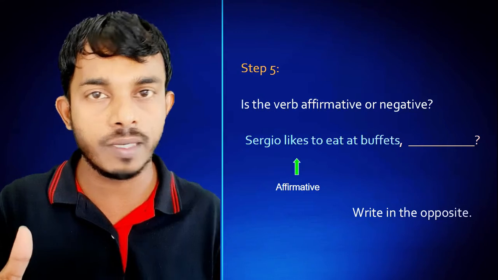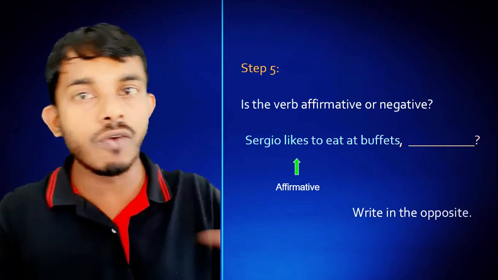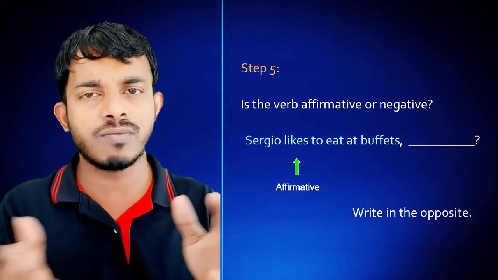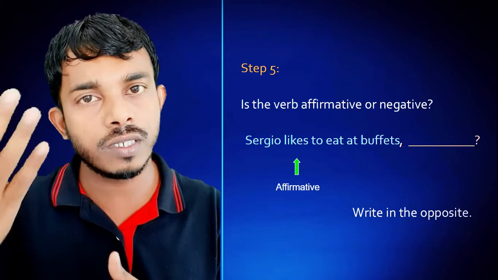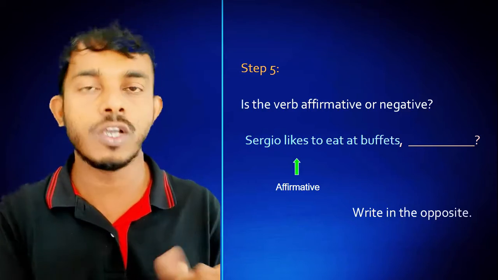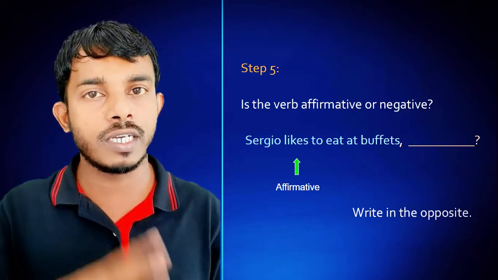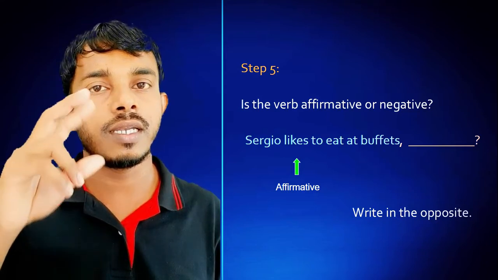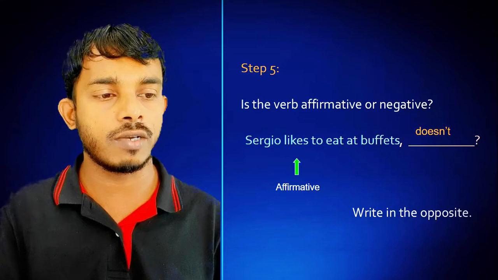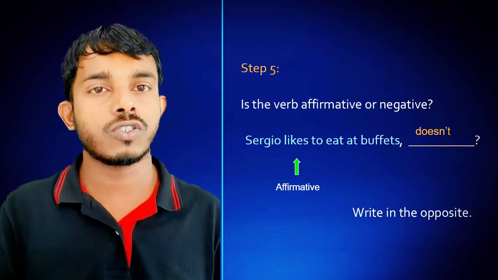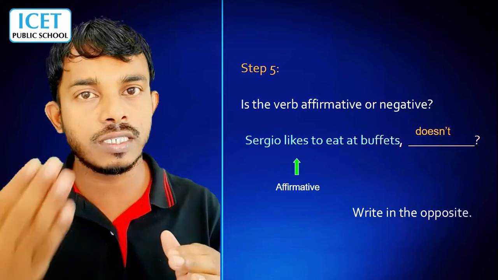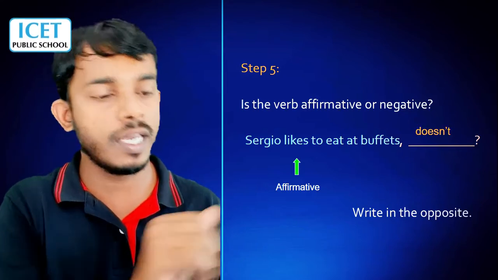For example, nobody is a negative word. Never is a negative word. So when we use nobody, never, seldom, some words like that, if there are such words in the sentence, we can understand that the meaning of the sentence is negative. So find out whether the sentence is negative or positive. Then write the opposite of it in the question tag. Example, doesn't. As the sentence is positive, the question tag will be negative. If the sentence is negative, the question tag will be positive.